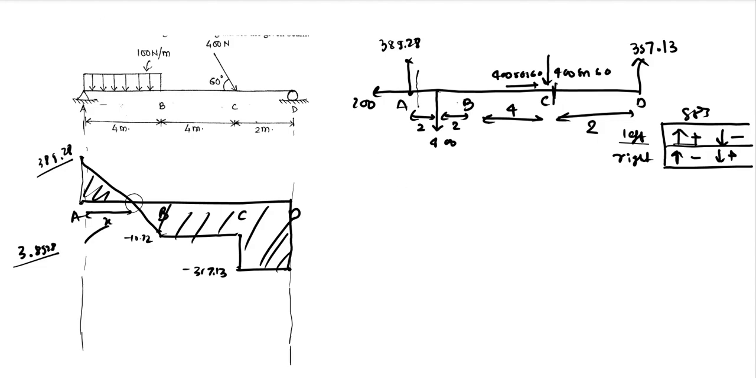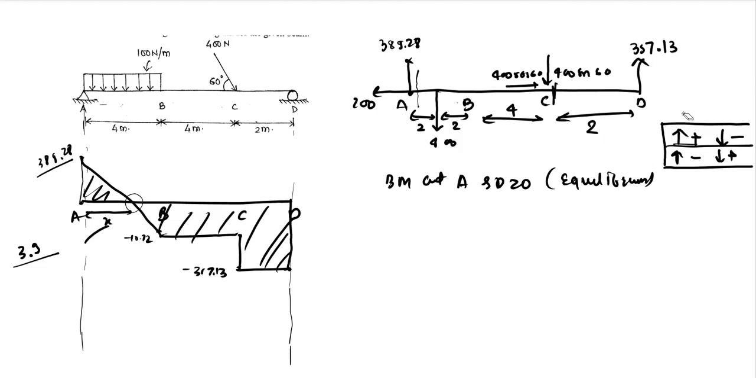Just take it as 3.9 instead of 3.892. It will be easy for calculating further. We have a bending moment at A and D as 0 because of the equilibrium condition. You can also try to calculate this using our FBD which we made. It will come out to be 0.